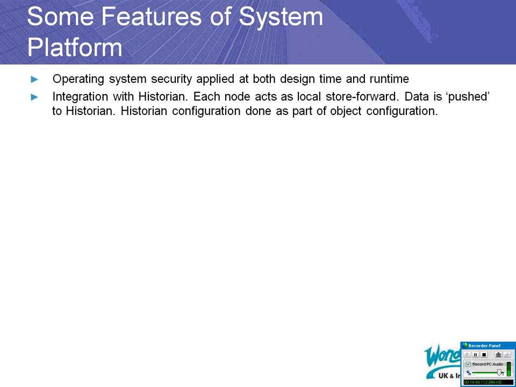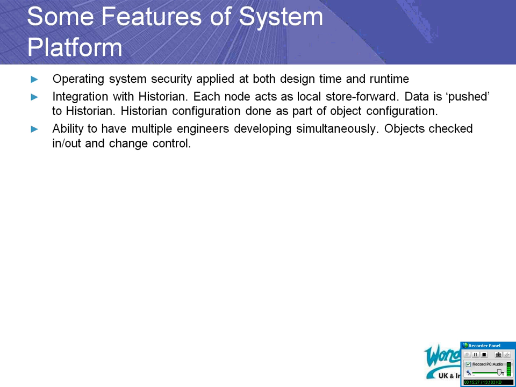It integrates to the historian a lot more tightly than an InTouch historian system. When you select a point, and this will be shown on the demo, of an attribute of an object to be historized, that history is automatically then pushed to the historian. As well as this, each node acts as a local store forward. So if the link to the historian is lost for any reason, the local data will be buffered, and then when the historian becomes available again, it will all be pushed forward to the historian, so you don't lose any data.